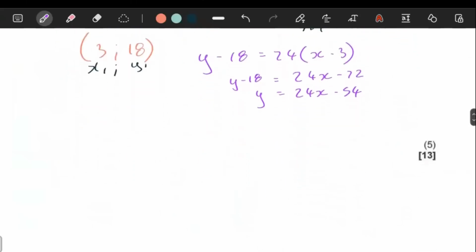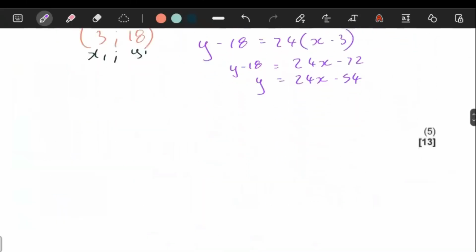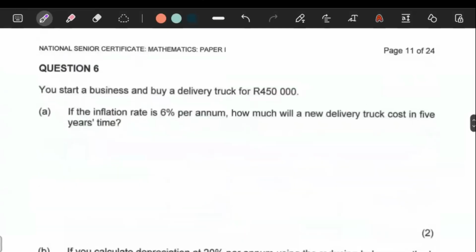Let's move on to question number 6. Question number 6 says, you start a business and buy a delivery truck for 450,000. If the inflation rate is 6% per annum, how much will a new delivery truck cost in 5 years' time?